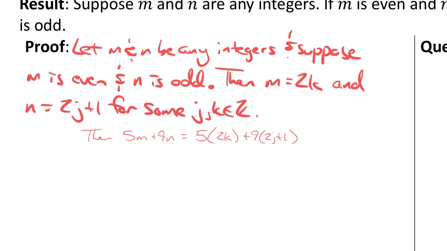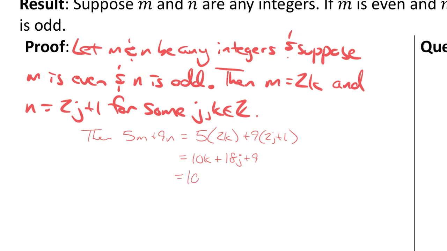Okay, so we've made our substitutions. We're looking at the quantity we're trying to prove is odd, and now it's a matter of algebra. So we want to multiply the 5 times the 2k, we're going to get 10k. We're going to distribute that 9 through. That'll give us 18j plus 9 as our answer. Now, again, we want to write this as 2 times something plus 1. We don't have a plus 1. In fact, we have a plus 9. But what you want to remember is that every odd integer can be written as something plus 1, right? 9 is 8 plus 1.